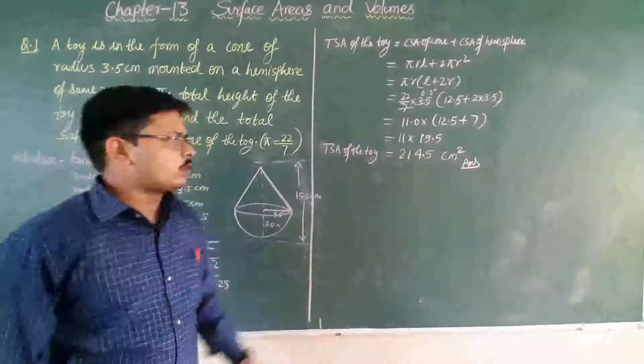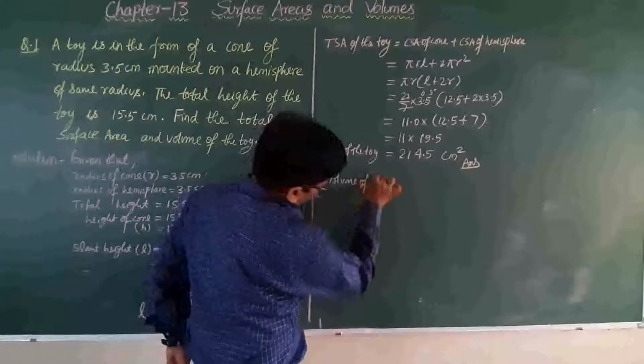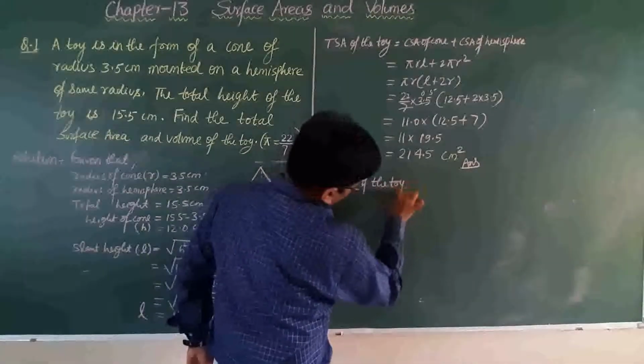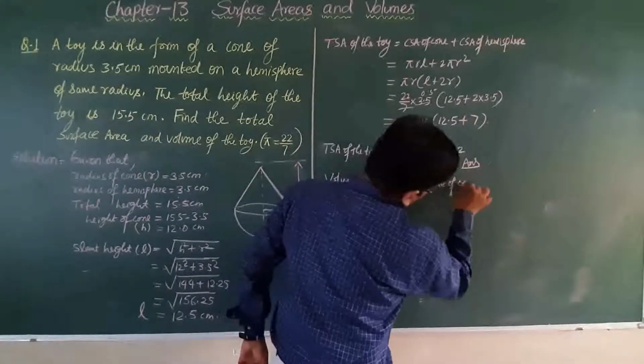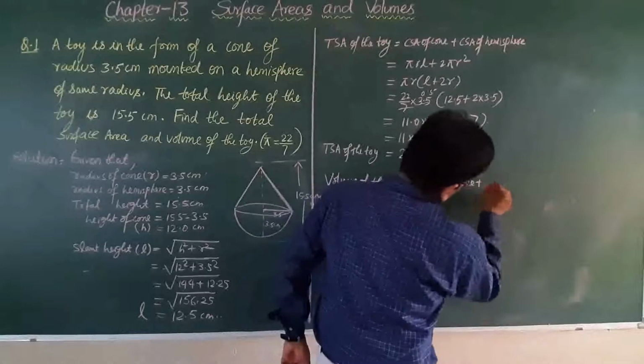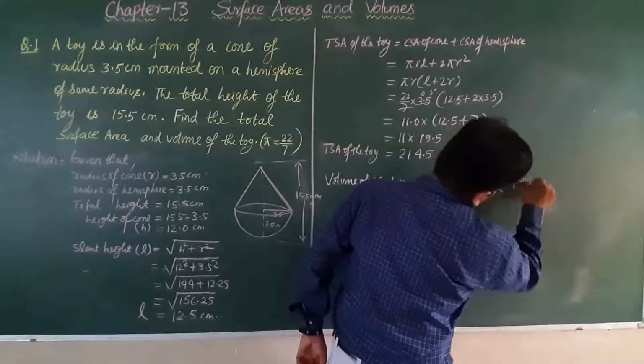Okay, now for the volume of the toy, that means the volume of the cone plus the volume of the hemisphere.